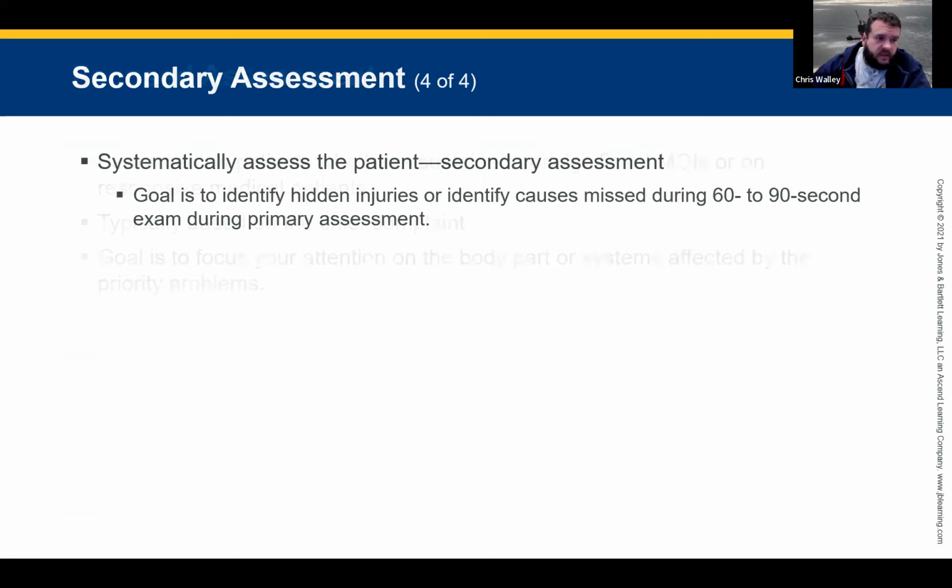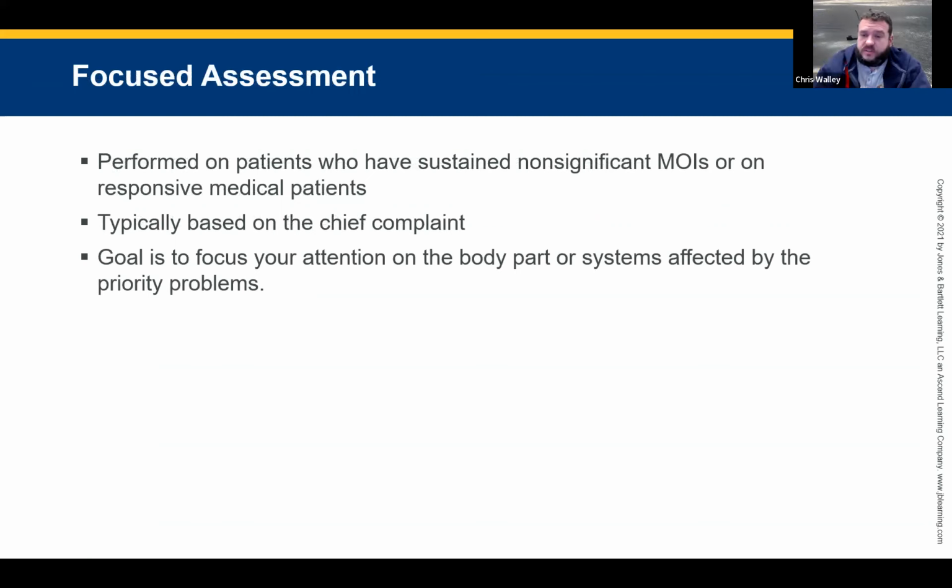So now let's get to our focused assessment. Perform a focused assessment on patients who have sustained non-significant MOIs or on unresponsive medical patients. Typically, we base that off our chief complaint. The goal of a focused assessment is to focus your attention on the body's parts or systems affected, once you realize they don't have any life threats or major complaints.